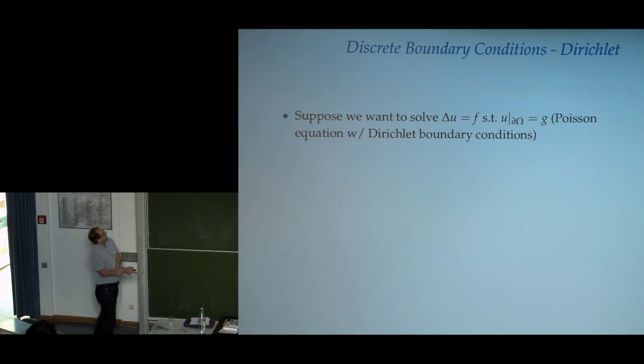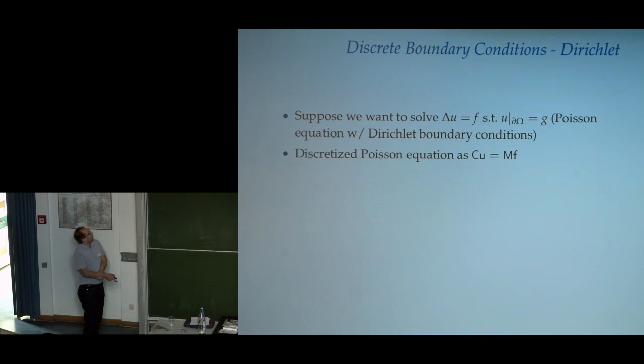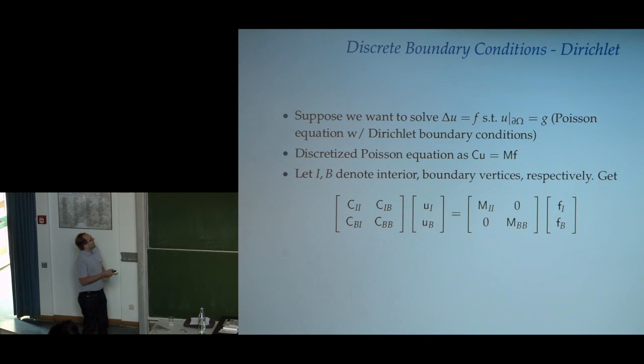If you want Dirichlet boundary conditions for the discrete Laplacian, what you do is you basically segregate your vertices: the vertices that are on the inside and the vertices that are on the boundary. And then you look at your matrix C, and you split this matrix C into blocks. One set of blocks is for the interior vertices, and one set of blocks is for the boundary vertices. And the boundary vertices are not allowed to change. The boundary vertices are just whatever the values are that are prescribed in the Dirichlet boundary conditions. The only values that are allowed to change are the ones in the interior.